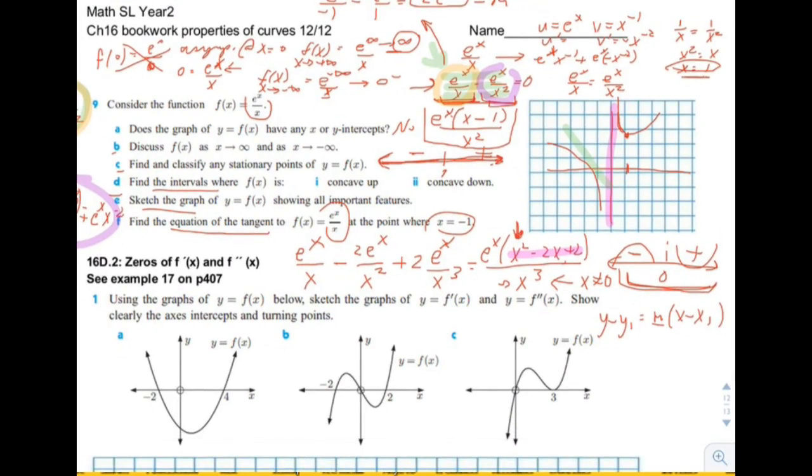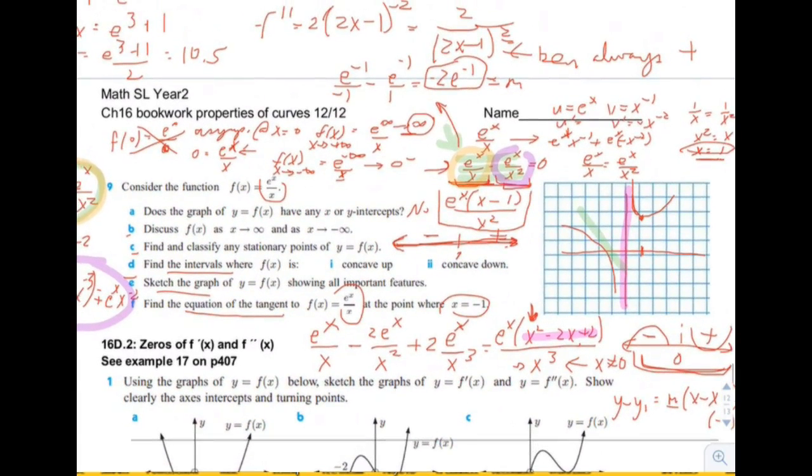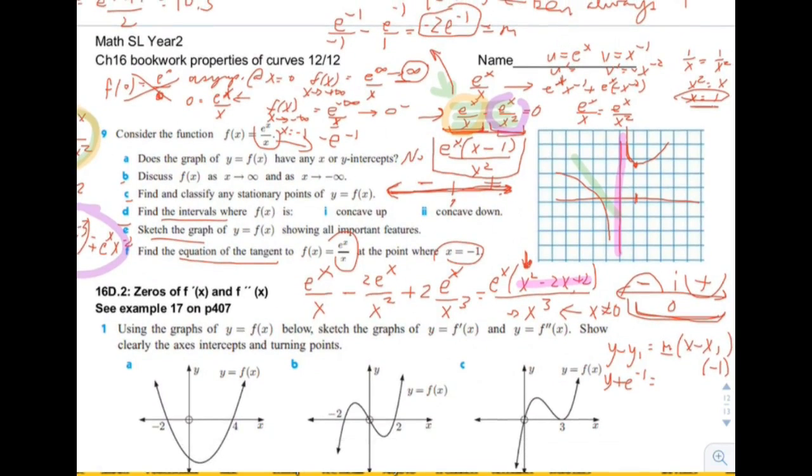Now what about x1 and y1? So x1 is easy, right? Because we already know that the x point is -1. To find y1, we need to put -1 into the original function. So if we put x equals -1 into the original function, we're going to get e to the -1 divided by -1, so it would be negative e to the -1. So that would be our y point. So it would be y plus e to the -1 for the y point. The m point would be -2e to the -1. And then we would have x minus -1. So, yeah.